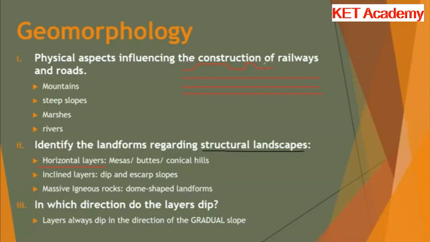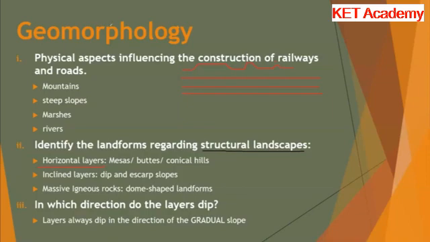And finally, we have a conical hill. A conical hill is when they have removed that top layer of hard resistant rock, and now we are left with the hill type of landscape.